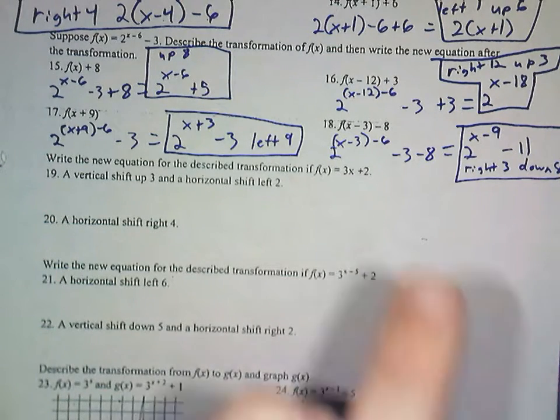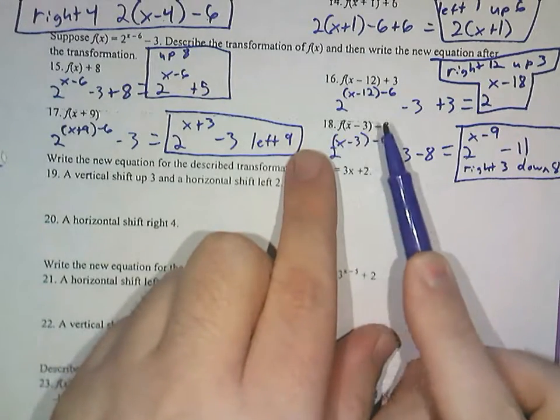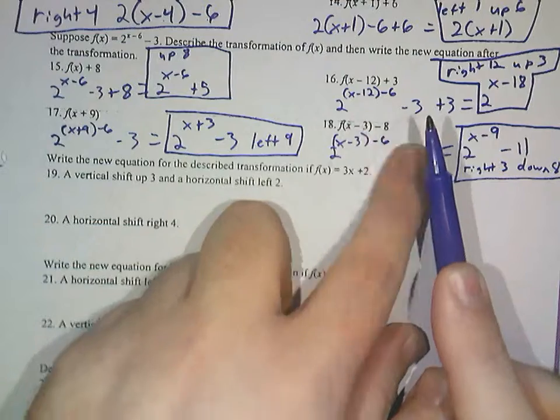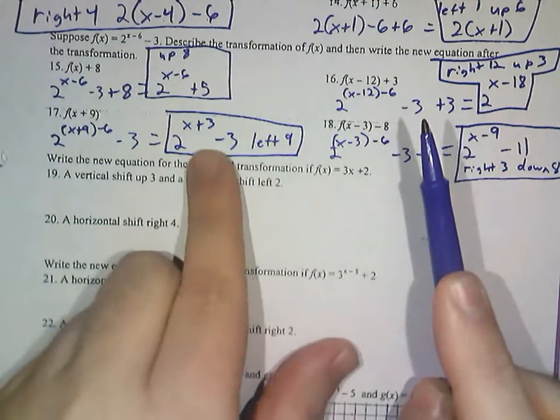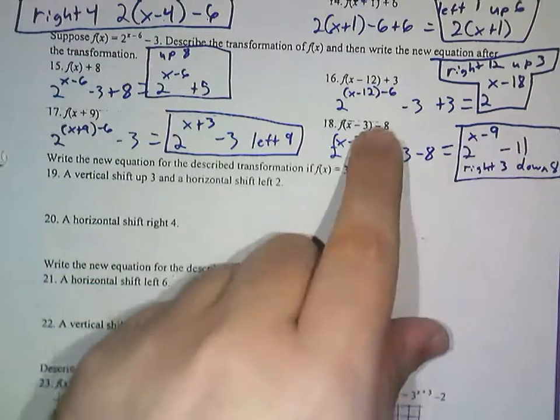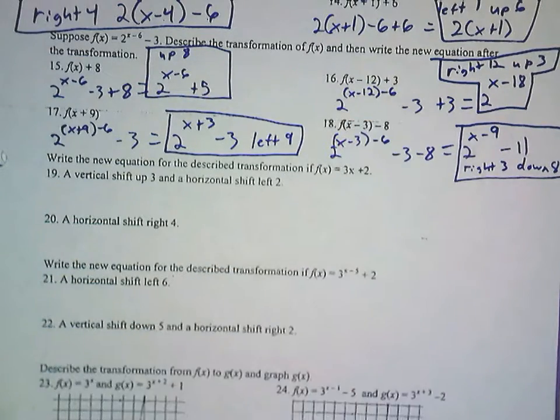Make sure you're looking at this part when you're describing the transformations, because this is what changed. The original equation is right here. So don't look at your new equation to get the transformation. Look right here to get the transformation.